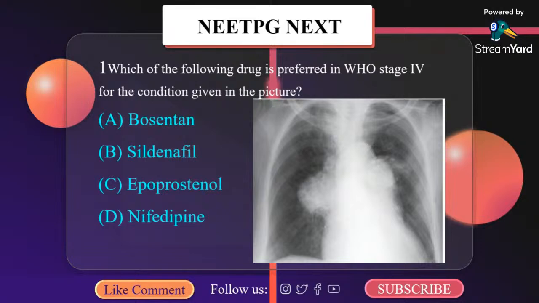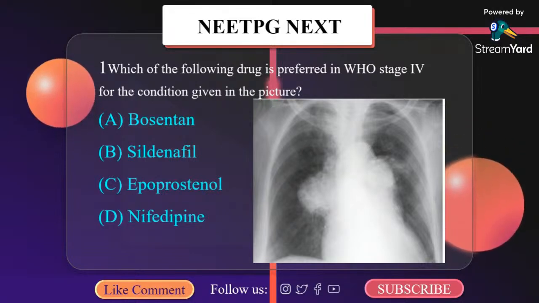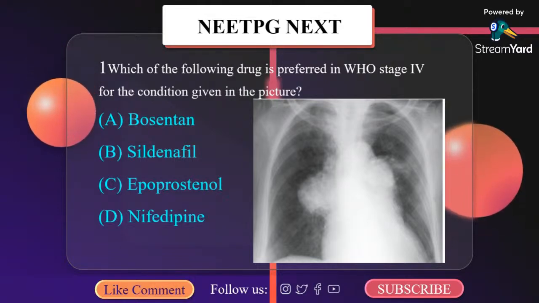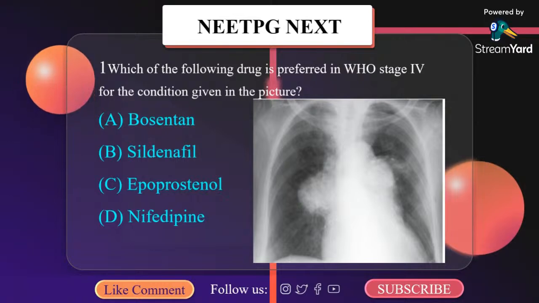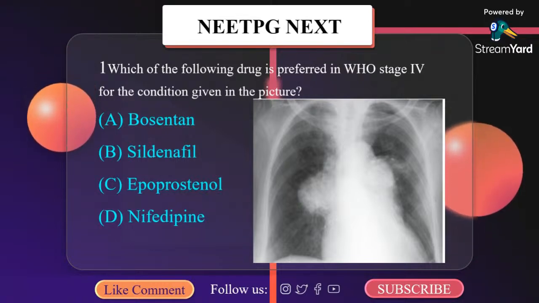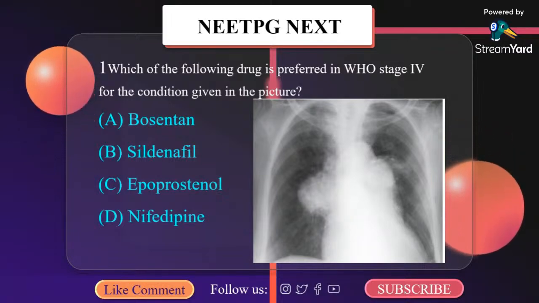Which of the following drugs is preferred in WHO stage 4 for the condition given in the picture? See, here in the X-ray, you can see prominent pulmonary arteries, and it is consistent with the diagnosis of pulmonary arterial hypertension, that is stage 4 pulmonary arterial hypertension, and the drug of choice is epoprostenol.